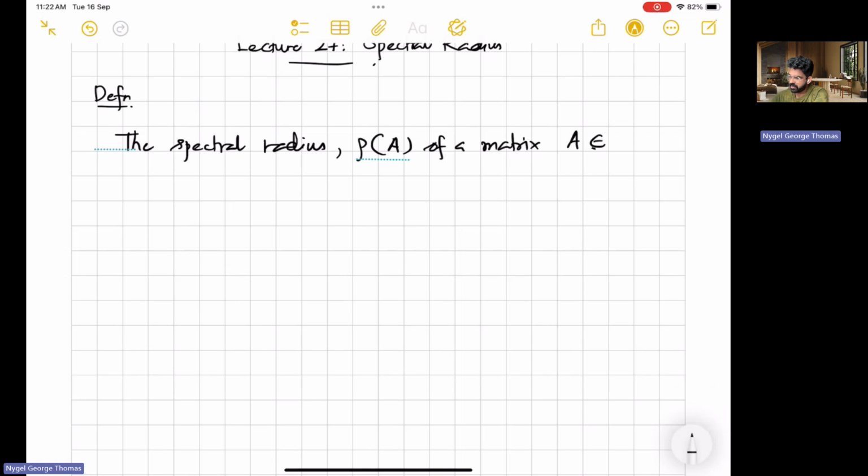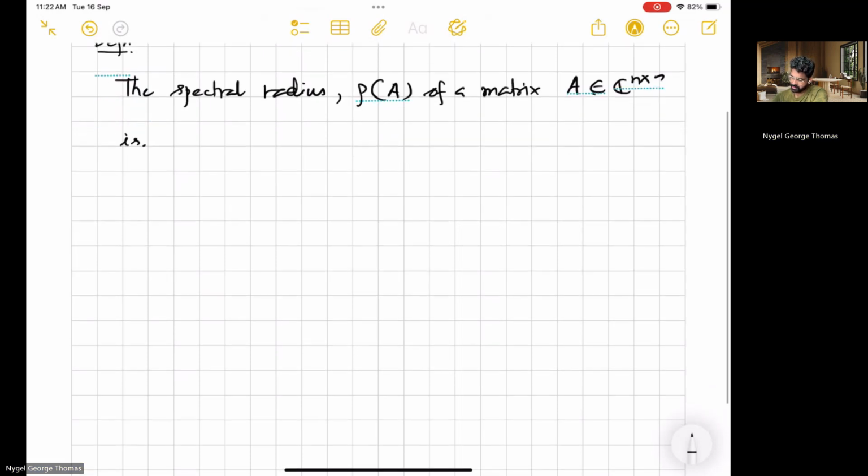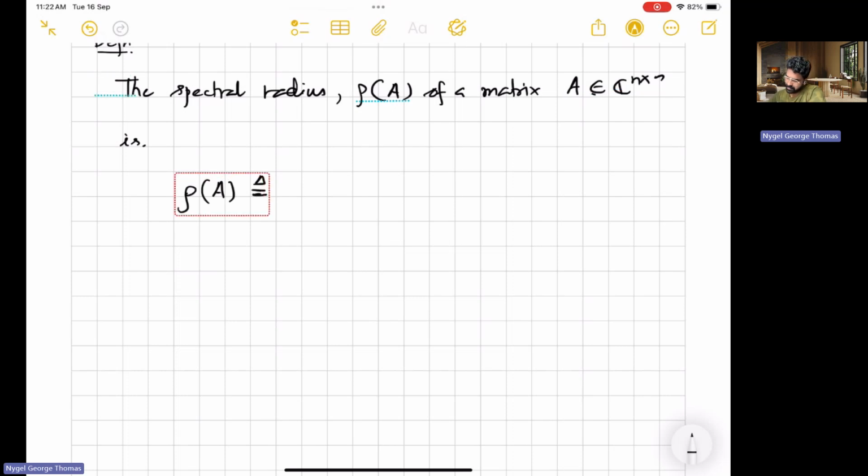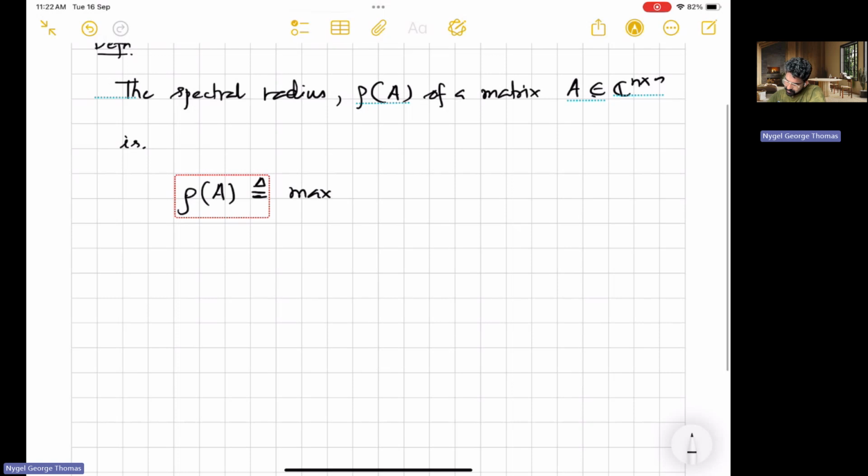For a matrix A which belongs to C^(n×n), rho of A is defined as the maximum modulus of lambda, where lambda is an eigenvalue of A.